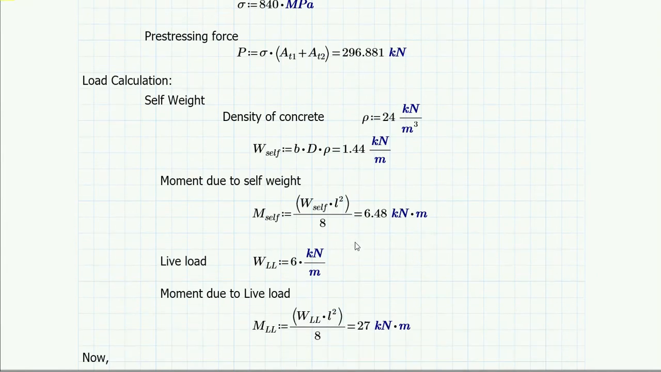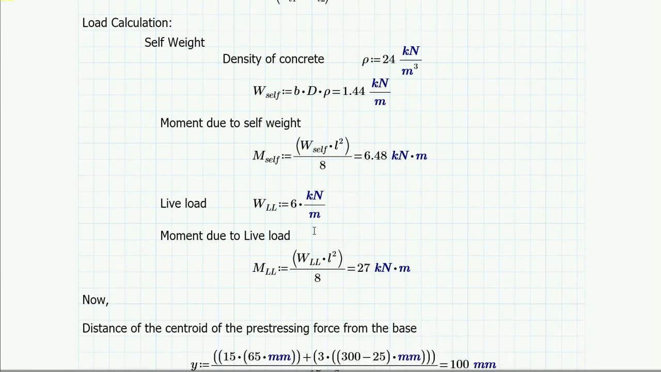Now let's go into the load calculation. So we have to consider the self weight. Density is already given, that is 24 kilonewton per meter cube. So the self weight per unit meter will be B into D into rho, which comes out to be 1.44 kilonewton per meter. And the moment due to self weight is WL square by 8, which gives 6.48 kilonewton meter.